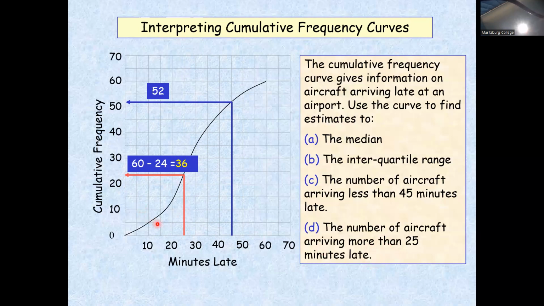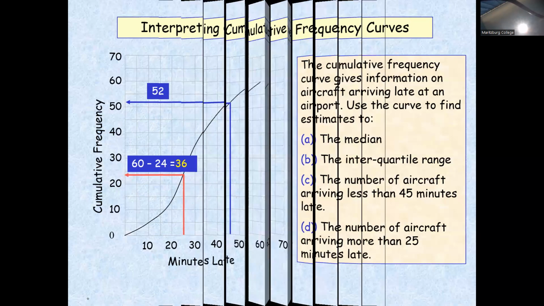So just to explain it again, for the number of aircraft arriving more than 25 minutes late, we go to 25, we draw a line, we get to 24, but remember our total is 60, so 60 minus 24 gives you 36, and there are 36 aircraft arriving more than 25 minutes late. Thank you. I think you can now practice some past paper questions on the Ogive curves.